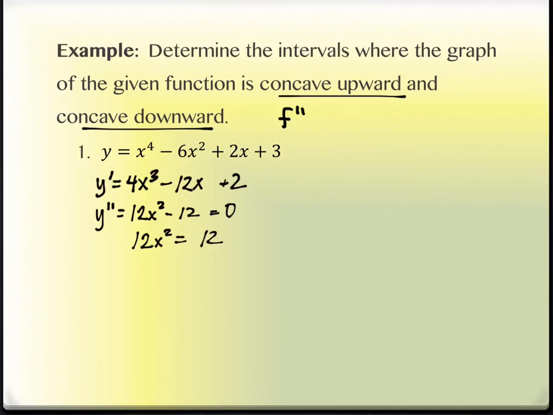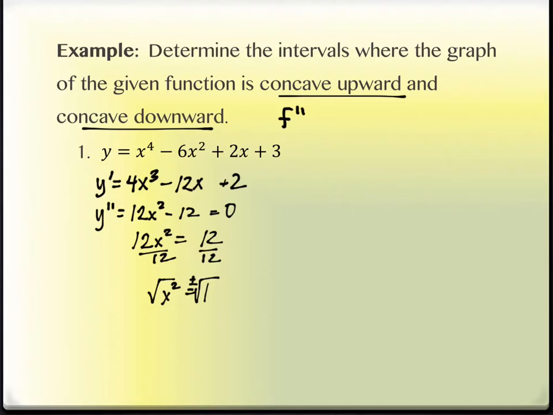So I'll shift my 12 to the other side. I can divide by my 12. So I have x squared is equal to 1. We do need to remember that when we take the square root that we put a plus or minus on there. That's the one caveat to doing so.